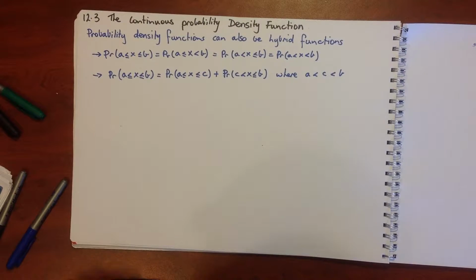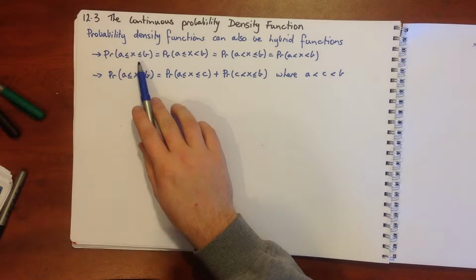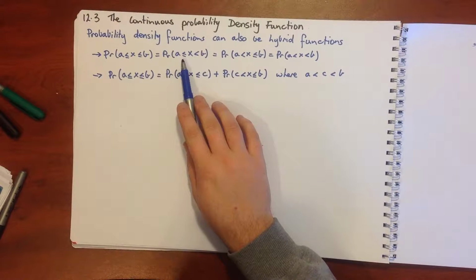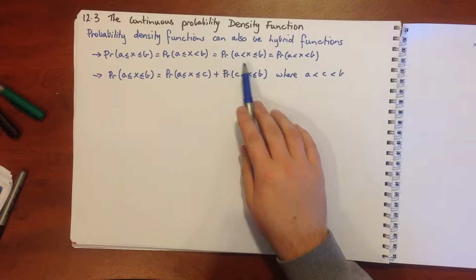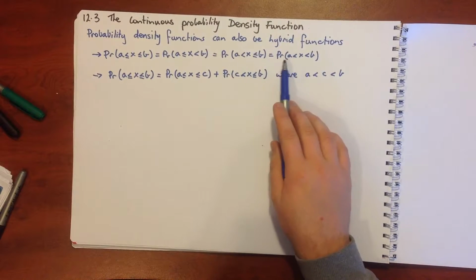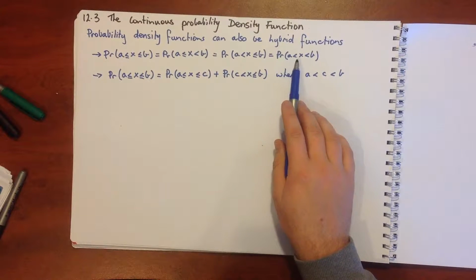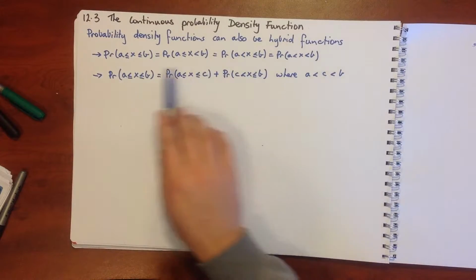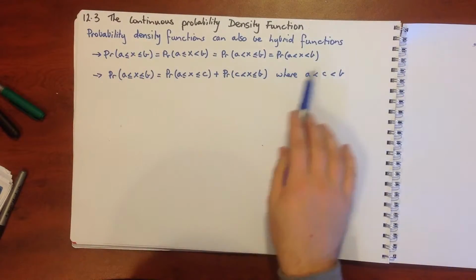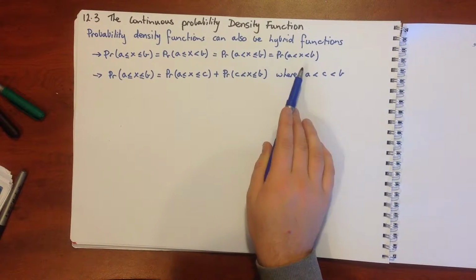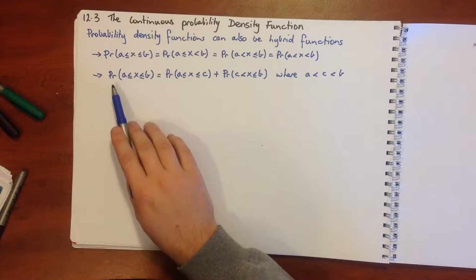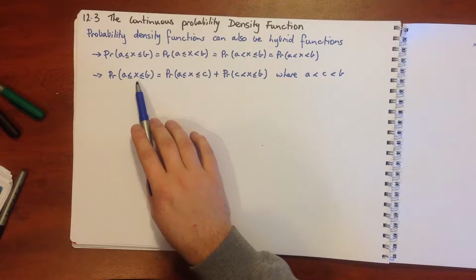So the probability that A is less than or equal to X is less than or equal to B is equal to the probability that A is less than or equal to X is less than B, which equals the probability that A is less than X is less than or equal to B, which is equal to the probability that A is less than X is less than B. Just remember it doesn't actually matter whether we include the equals sign or not. They're all equal.